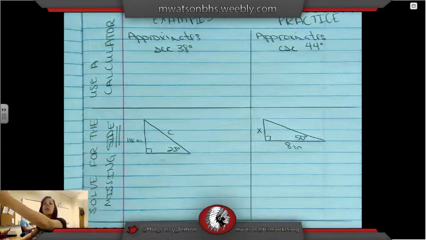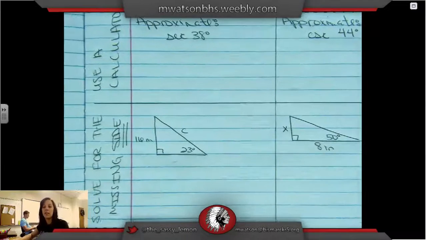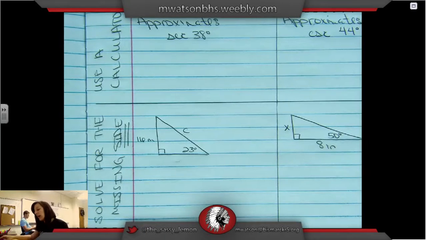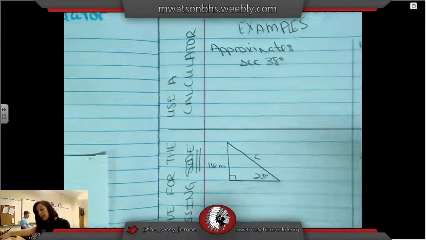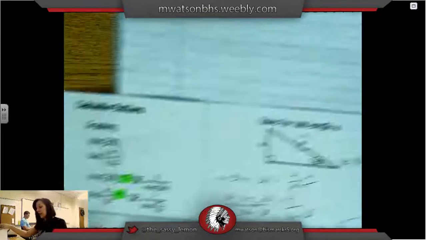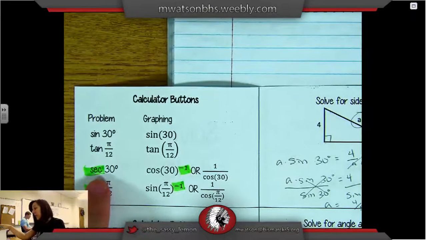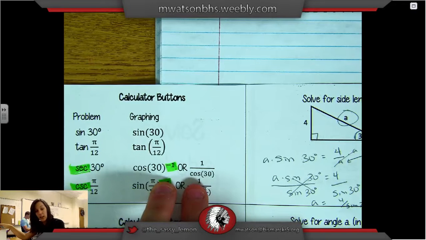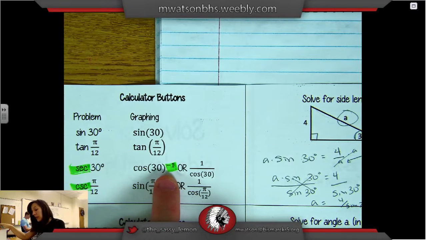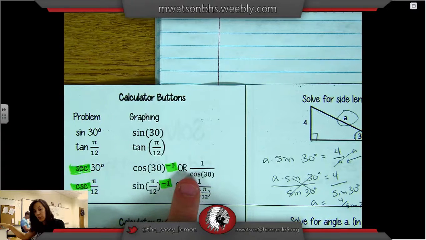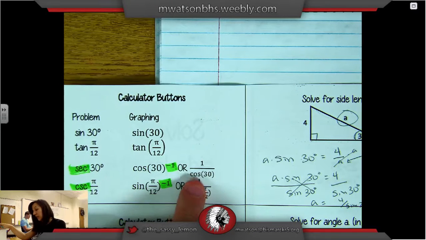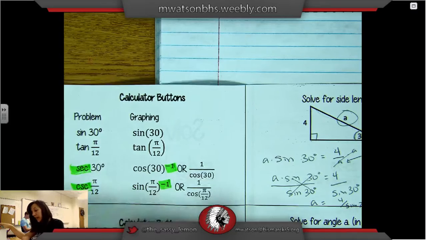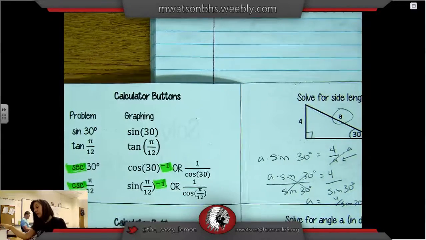So our first example is approximate secant of 38 degrees. So you're going to have to remember how to use your calculator for this. If you don't remember, look over in your foldable. And in your foldable, I show you how to find secant of 30. So secant of 38 should be pretty similar. You can do either of these things in your calculator. You can use the reciprocal key, or you can just do 1 divided by and use that reciprocal function. This is using the identity we learned a couple lessons ago.